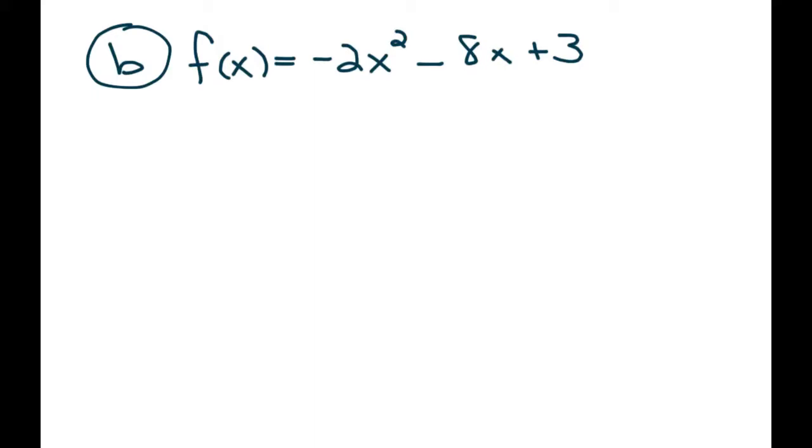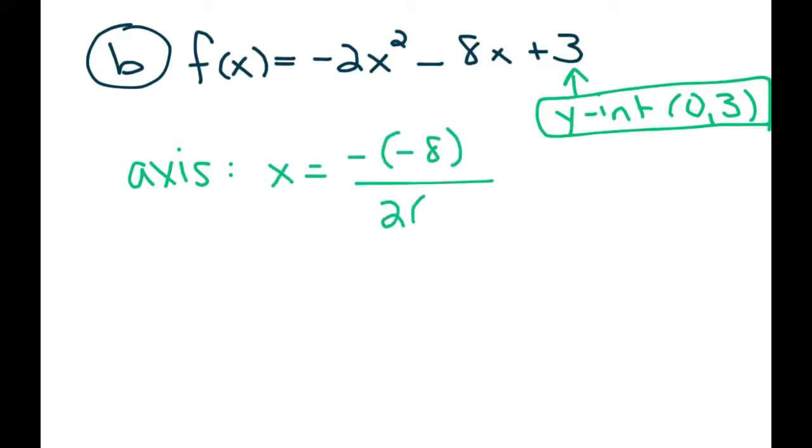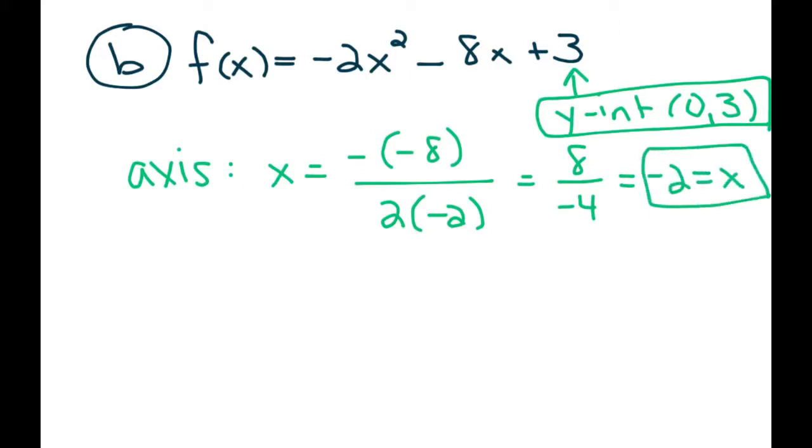In problem B, f of x is equal to negative 2x squared minus 8x plus 3. I'm going to start with the y-intercept, which is at the ordered pair (0, 3). Now let's find the axis of symmetry. The axis of symmetry, negative b over 2a. So it's positive 8 over negative 4, which is negative 2. And again, the axis of symmetry is a vertical line.